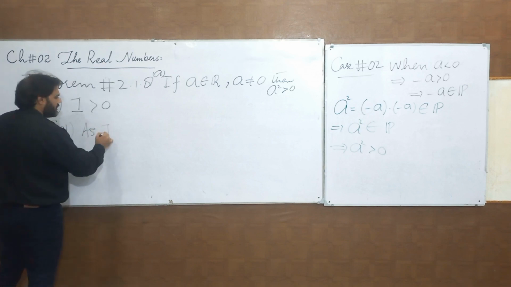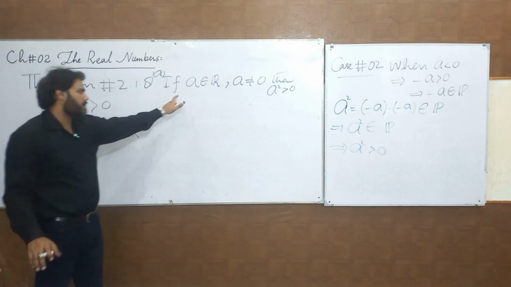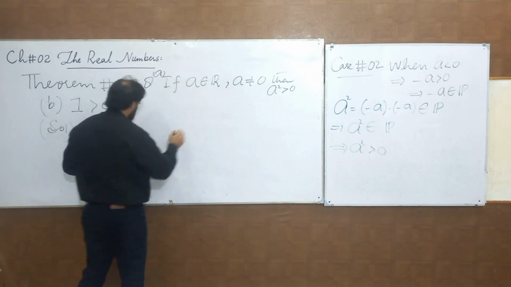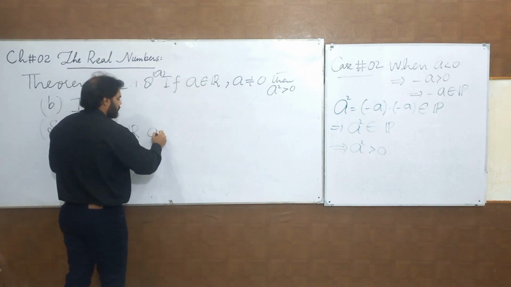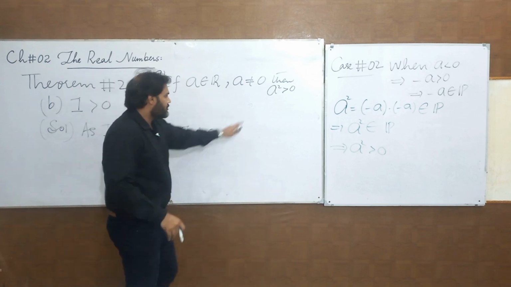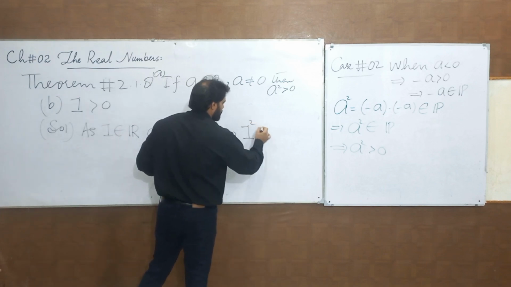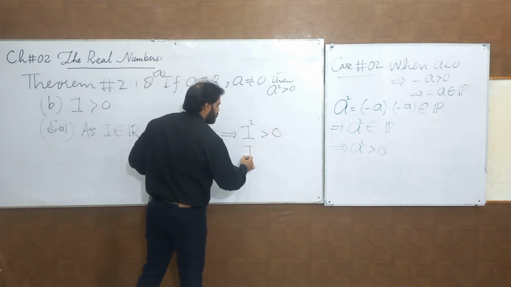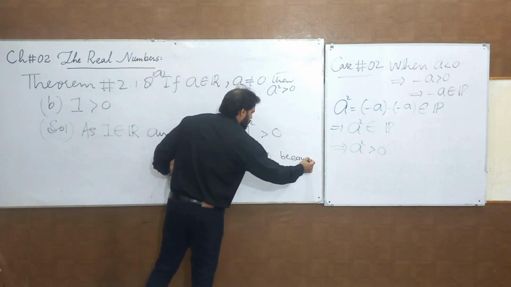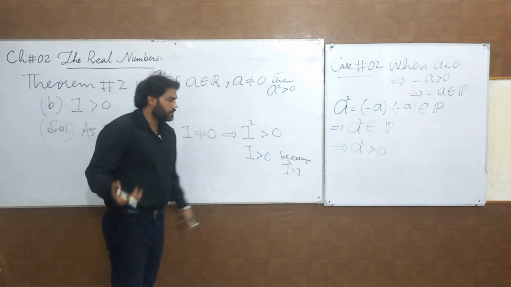As 1 is a real number, I will use its A part. A part says if A is any real number, so 1 is a real number. Further, that real number should be non-zero. It is clear that 1 is non-zero. Then its square will always be greater than 0. This implies its square is always greater than 0, but its square is equal to 1 because 1 square is equal to 1, so 1 is positive. Simple.